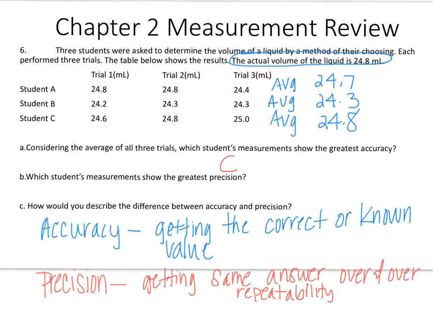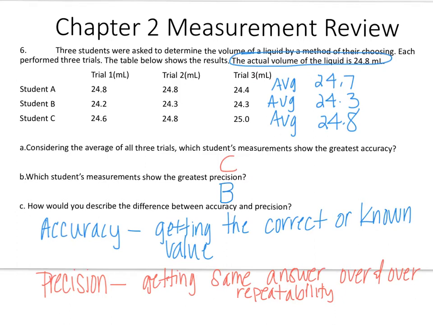And so you would look at their measurements and see how closely they agree. We have 24.8, 24.8, and 24.4. Here we have 24.2, 24.3, and 24.3. And here we have 24.6, 24.8, and 25. So the one that would show the greatest precision would actually be student B, because their measurements are only 0.1 off of each other in trial 1 and 2, and then of course they're the same in trial 3.